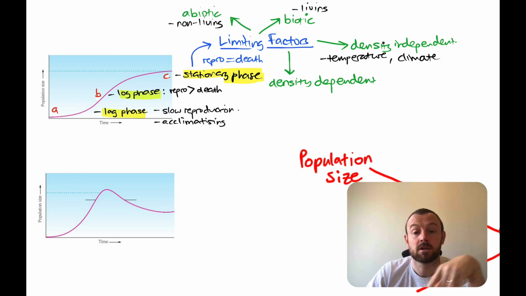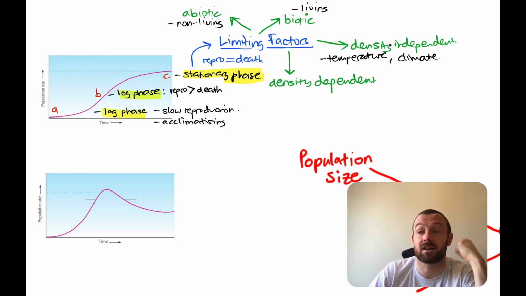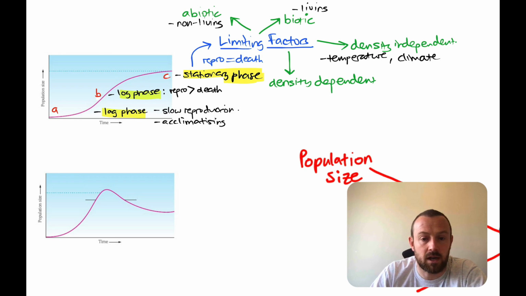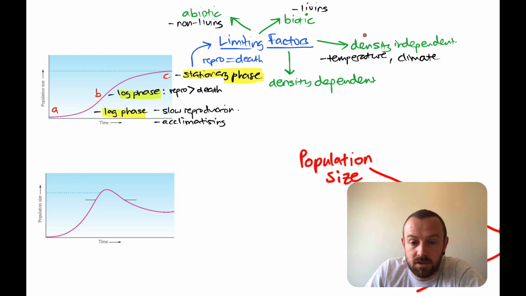The definition for density independent is same effect no matter the size of the population. You could write that down. Same effect no matter the size of the population. But density dependent has more of an effect when the population is bigger. Perhaps it is worth noting that down. I'll put this in red here. So density independent is same effect no matter size.